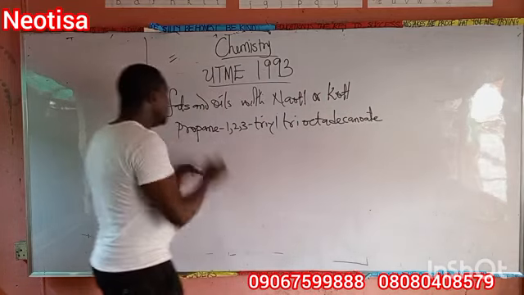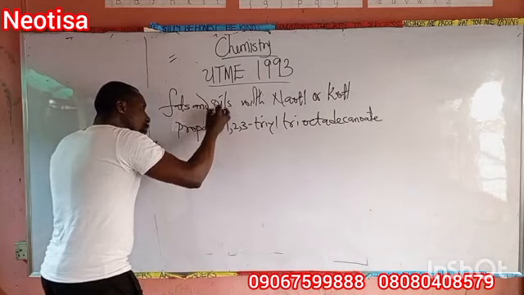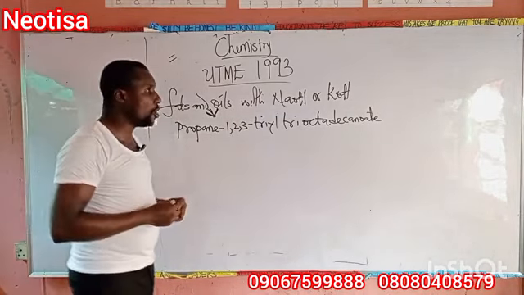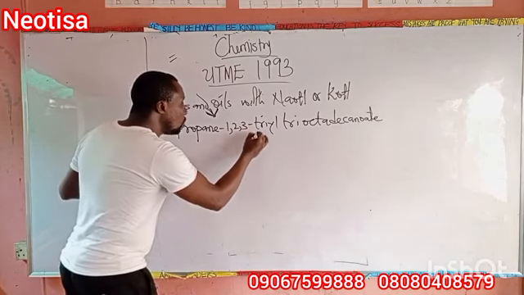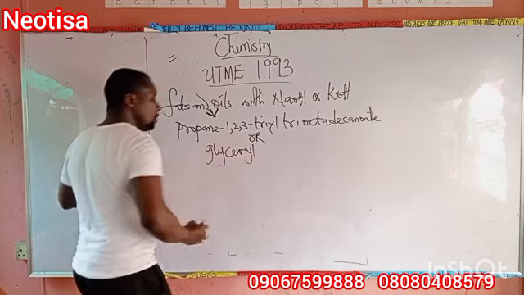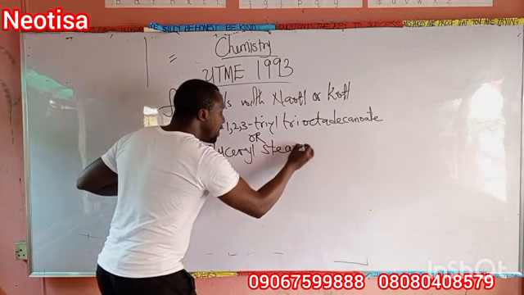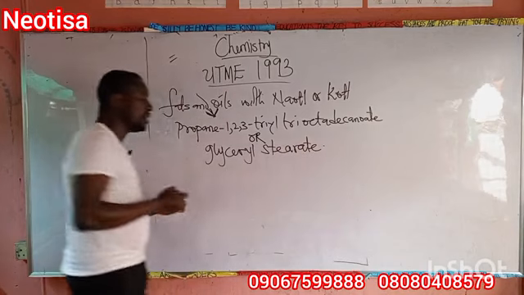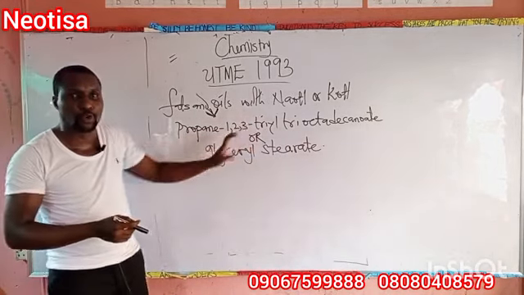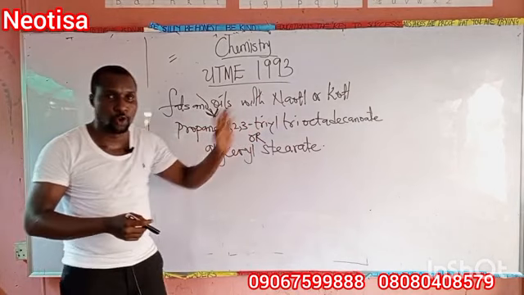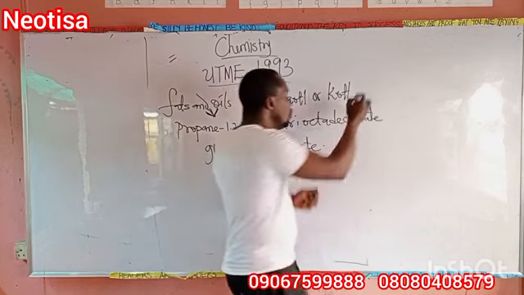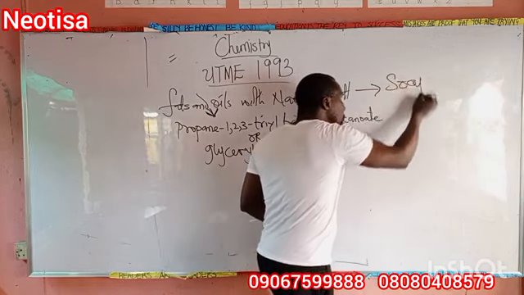trioctadecanoate. That means the fat and oil we are using is what? Propane 1, 2, 3 trioctadecanoate, which can also be known as glyceryl stearate. This is the fat and oil that we use to produce what? To produce soap. That means reaction between fat and oil with sodium hydroxide to produce soap.